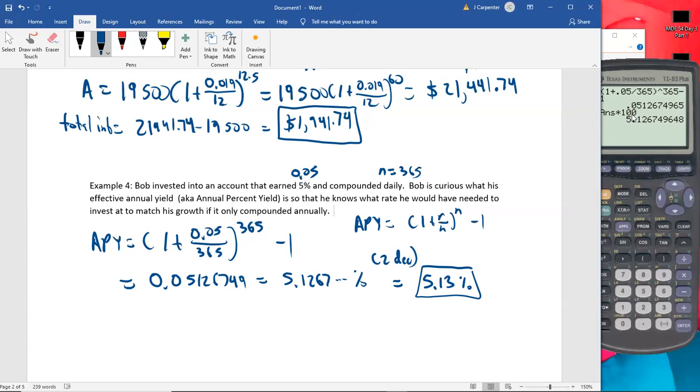So by him gaining it's a 5% rate. So you'd think you'd get 5% over a year, but because you compound more frequently, you get a little more. And that little more being that extra 0.13. So what this means is if Bob's system changes and they start offering accounts that compound only once per year, he would need to earn 5.13% at once per year to match the 5% compounding every single day.